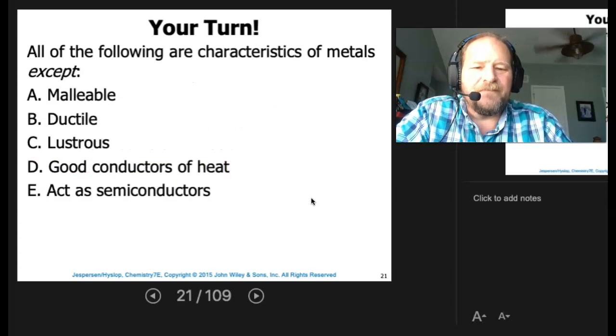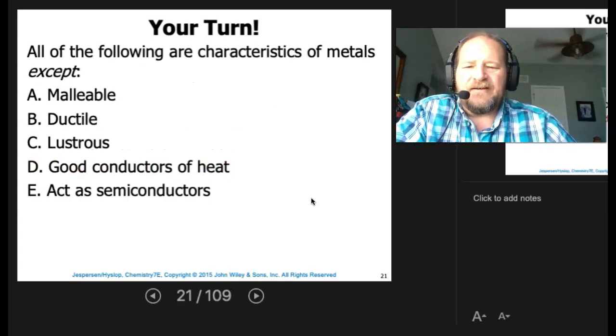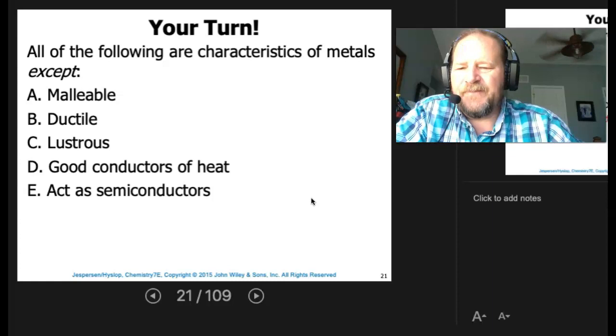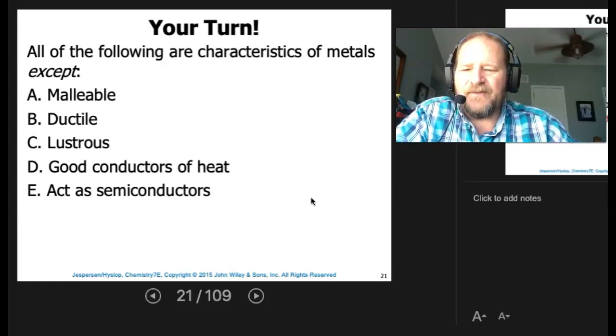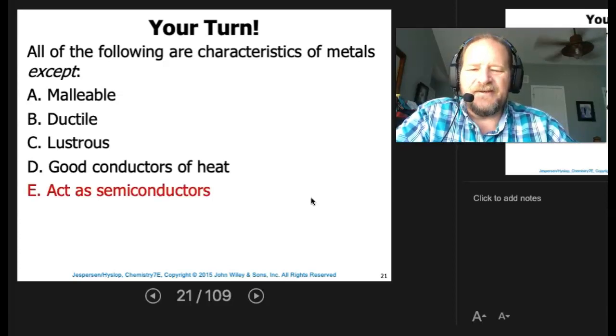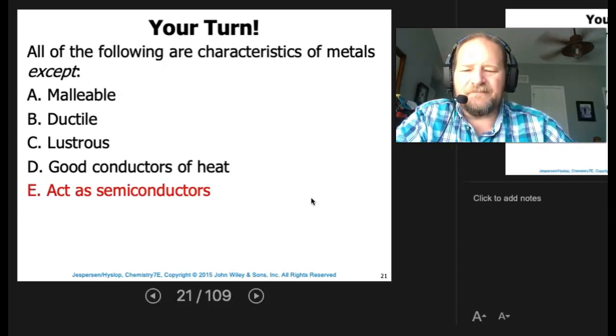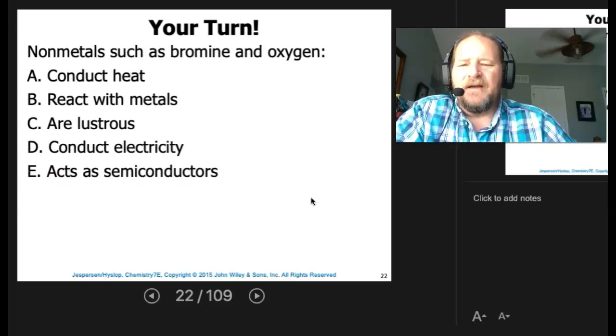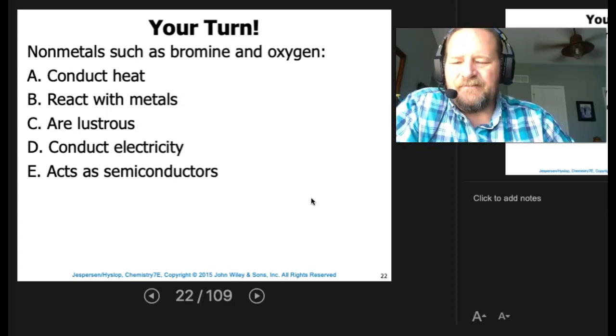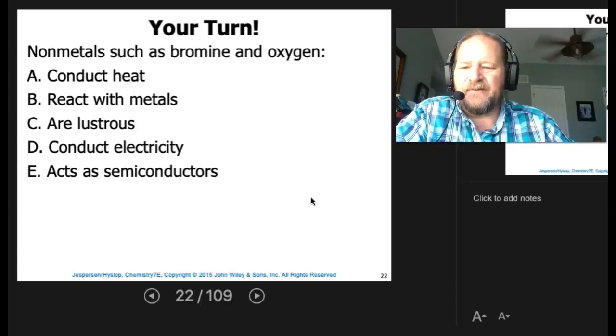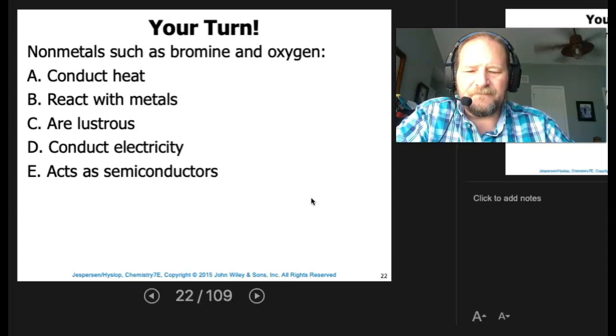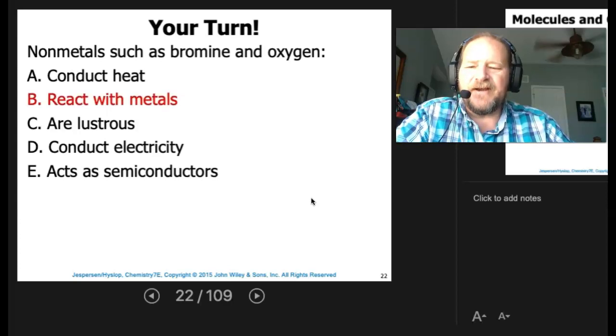That would be right. All of the following are characteristics of metals except they're malleable, they're ductile, they're lustrous, they're good conductors of heat, or they can act as semiconductors. Right, the exception there is they cannot act as a semiconductor. Nonmetals such as bromine and oxygen conduct heat, react with metals, are lustrous, conduct electricity, or act as semiconductors. Right, so they react with metals.